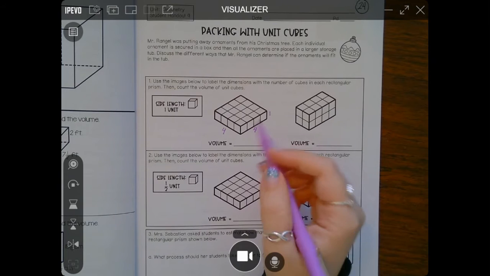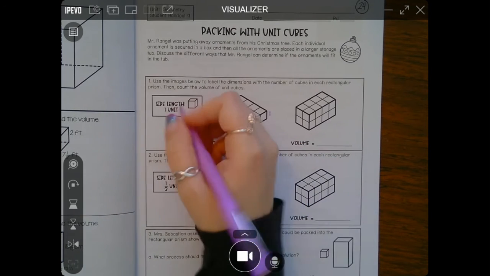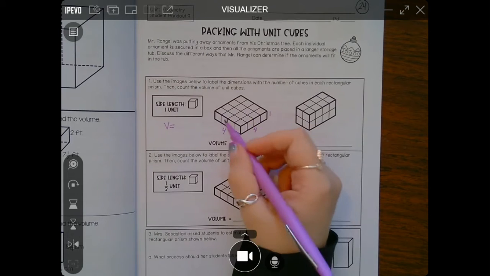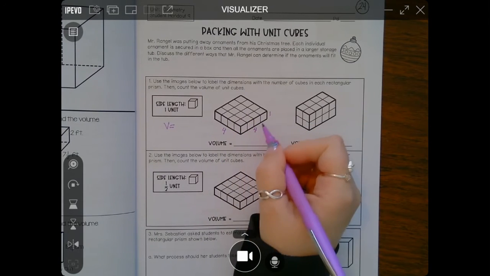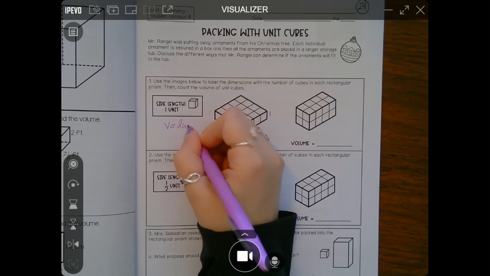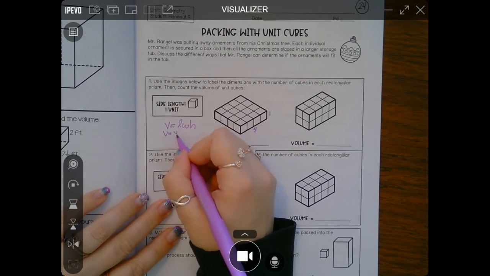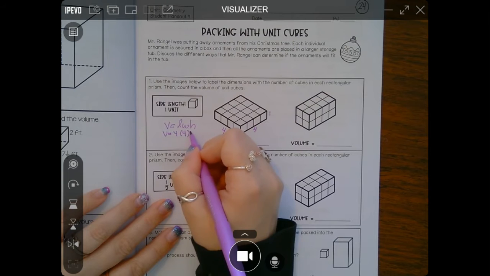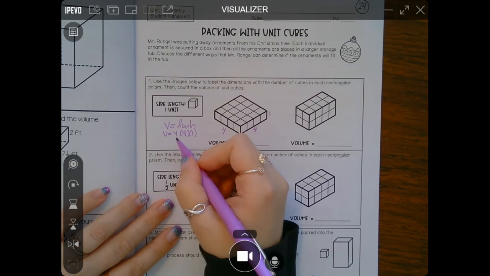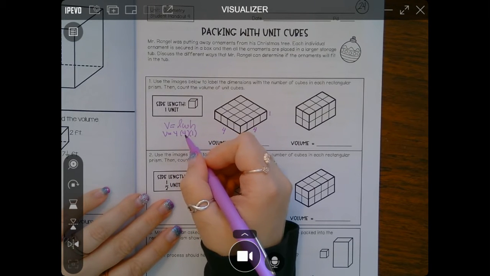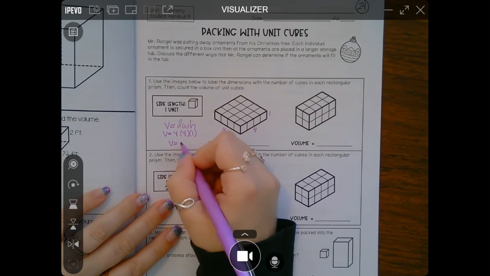Now to find the volume, if you remember, what's the formula? It's area of the base times the height. Well, the area of the base is a rectangle, so that's length times width times your height, right? So we said that our length was 4, our width was 4, and our height was 1. If you multiply that, 4 times 4 is 16, and 16 times 1 is 16.